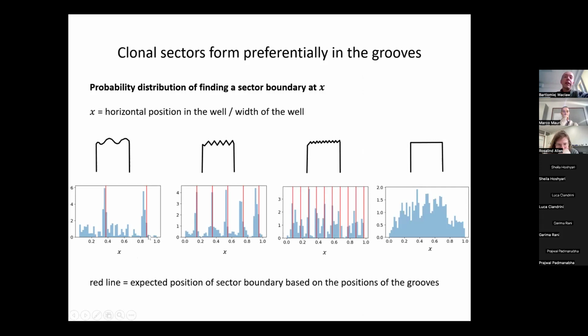so that it varies from 0 on one side of the well to 1 on the other side of the well. And you can see that there is indeed a very high degree of alignment between what would be expected on the positions of the grooves and where actual sector boundaries are. And this happens in all these cases with the grooves, but not in flat-bottomed wells, where you basically get some random distribution. Although it's not a flat distribution, which is also interesting.